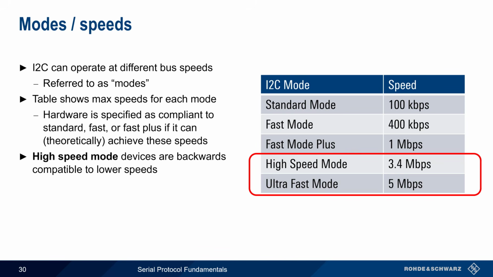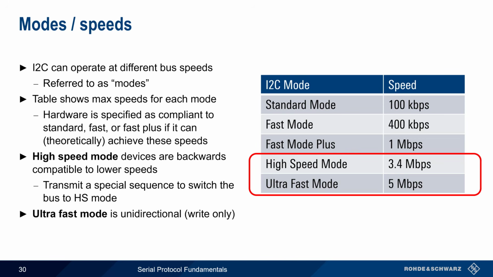High-speed mode devices are backwards compatible to the lower speed modes, but can temporarily switch the bus to high-speed mode by transmitting a special sequence. Ultra-fast mode is unidirectional, that is, it's write-only, and also makes modifications to the standard I2C protocol and frames.